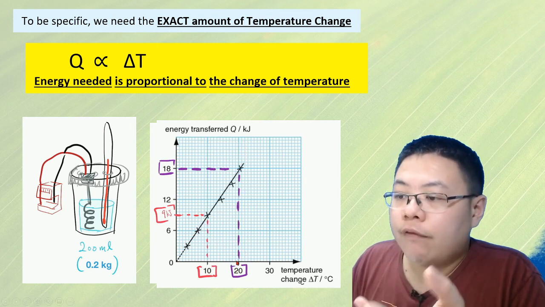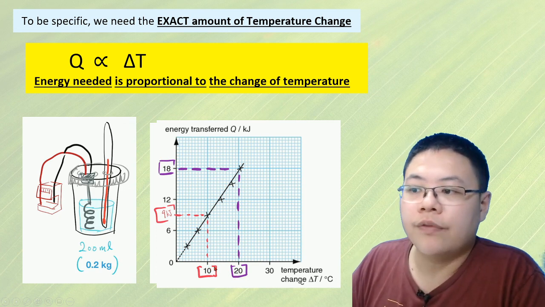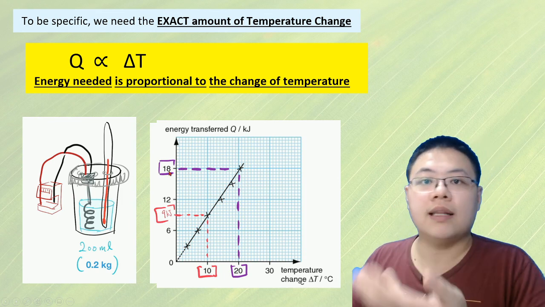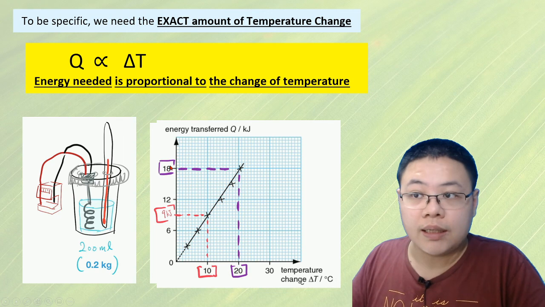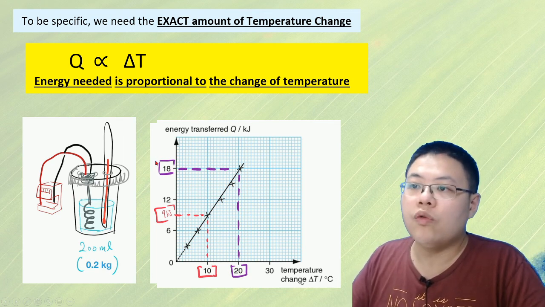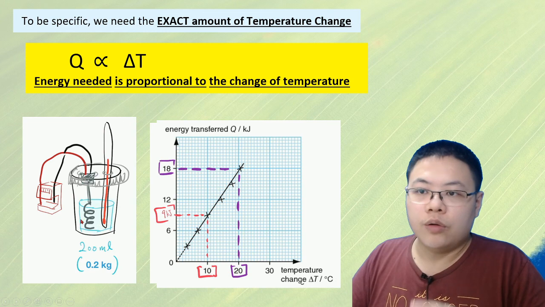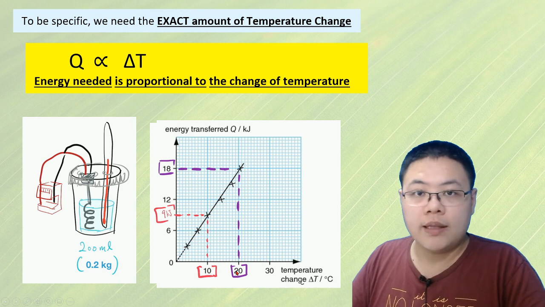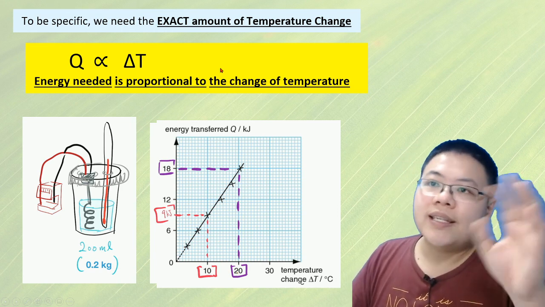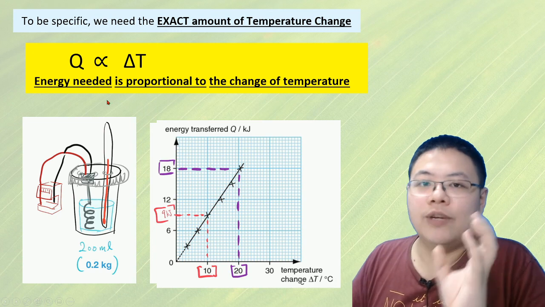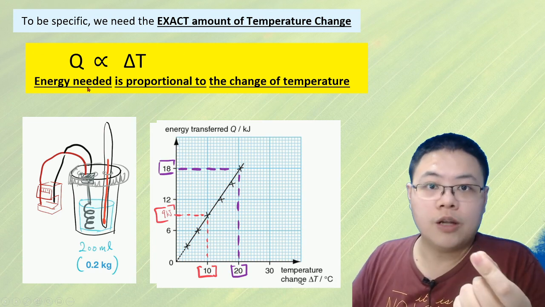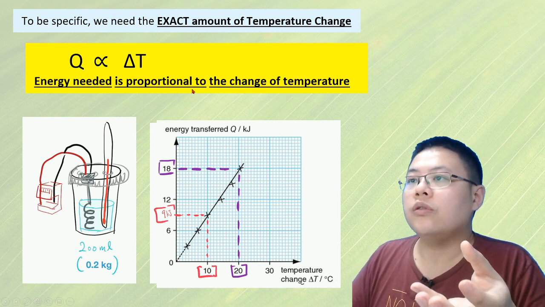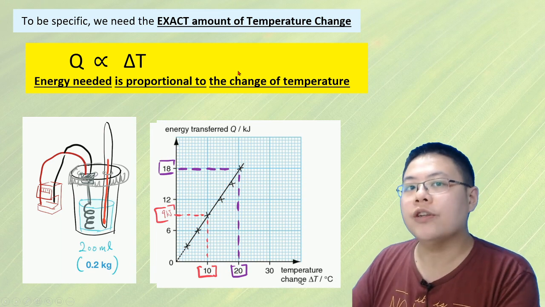Okay, and if we want to further increase the temperature, for example, to 20 degrees Celsius, then according to the graph, it is exactly double of 9. It is 18 kilojoule of energy that is needed to provide to the water so that the temperature will increase by not 10 but 20 degrees Celsius. Okay, so this is the second relationship we have observed: the heat energy needed is proportional to the change in temperature.